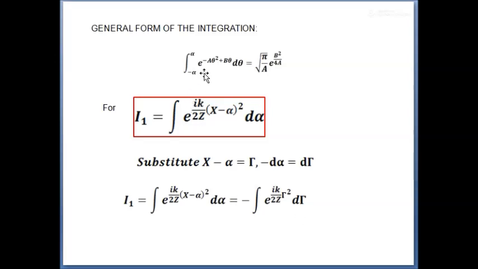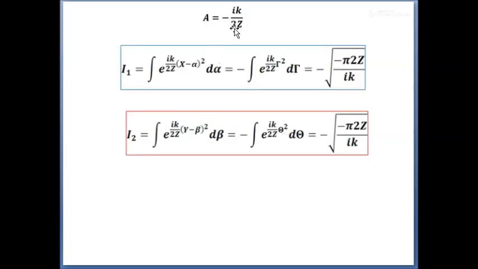And comparing this equation with this, I can get a equals ik by twice z, and the form of this equation becomes e to the power ik by twice z gamma square d gamma. So the value is minus root over minus pi twice z by ik. This I2 has a similar form if we consider y minus beta as capital theta square. So minus d beta will be equal to d theta. So again we get minus root over minus pi twice z by ik.